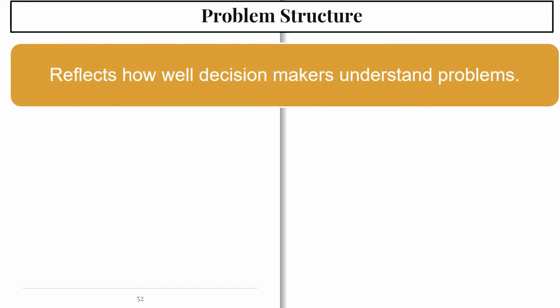Now let's talk about the problem structure, which will be different from the management level. The problem structure reflects how the decision makers understand the problem, meaning how the managers are understanding the problem. There are three elements explaining the understanding of the problem.